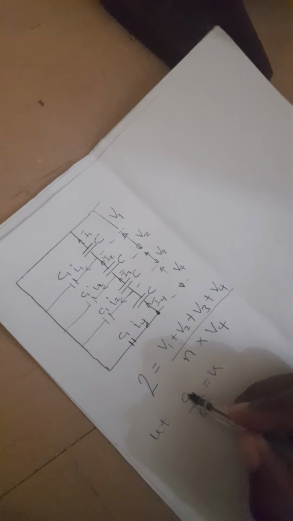So for a start, we let C1 over C be equal to K. K is a constant, it's just the ratio of shunt capacitance to mutual capacitance. So C1 will be K times C.